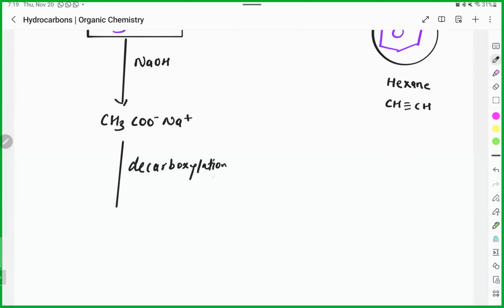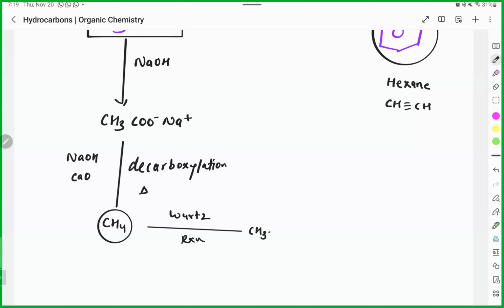Alkane preparation. In case of NaOH and calcium oxide and heat, CH4 will form. But we need 2 carbon. How to get 2 carbon? Wurtz reaction. Then it will be CH3-CH3. Still, this is not enough.